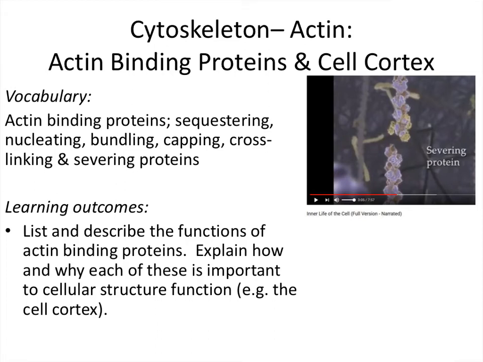This video is cytoskeleton: actin, actin binding proteins, and the cell cortex. I wanted to warn you that the way that I wrote out the vocabulary was a little bit different this time. There's the actin binding proteins, and then a whole bunch of different types of actin binding proteins, which are listed here. Instead of writing "proteins" for every single one of them, I just put the name and then put "proteins" at the very end.